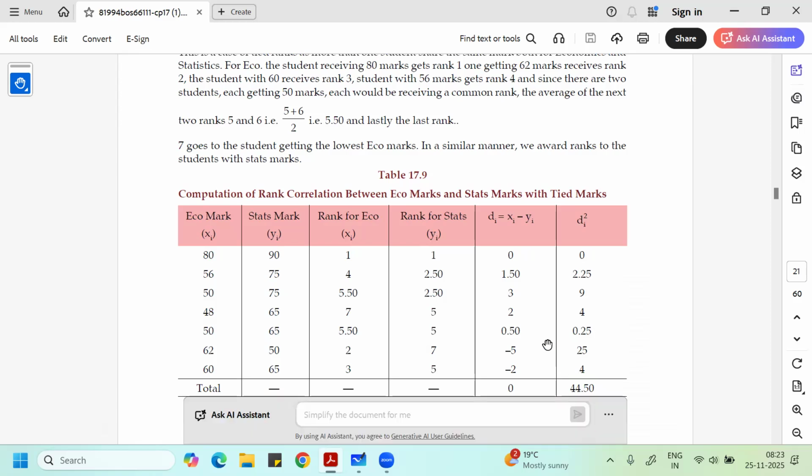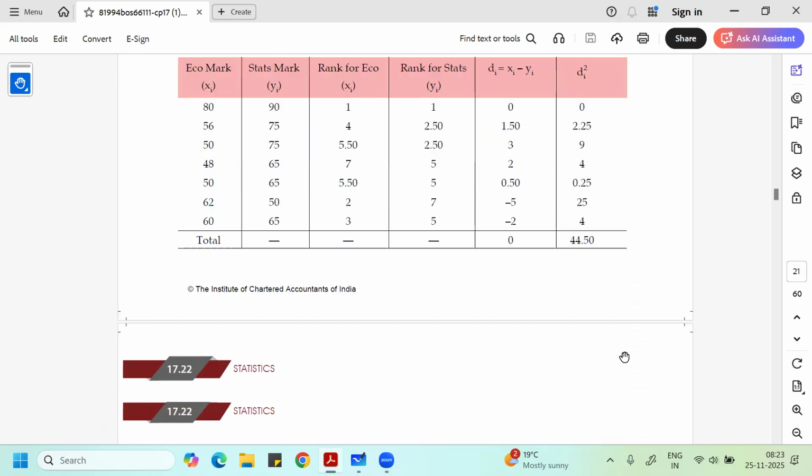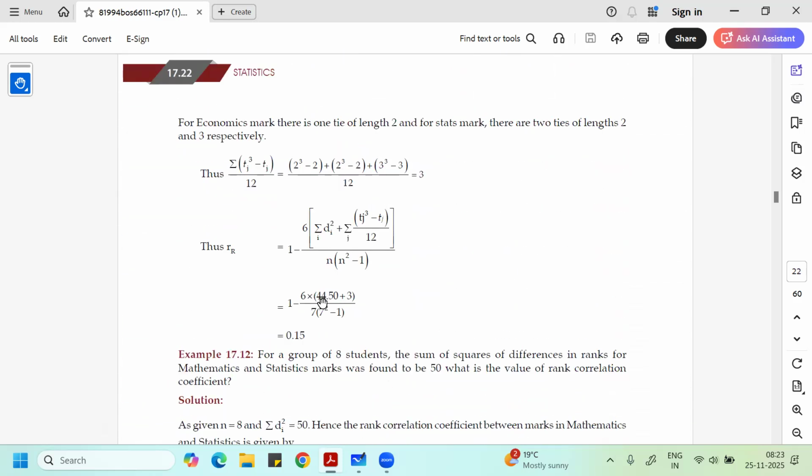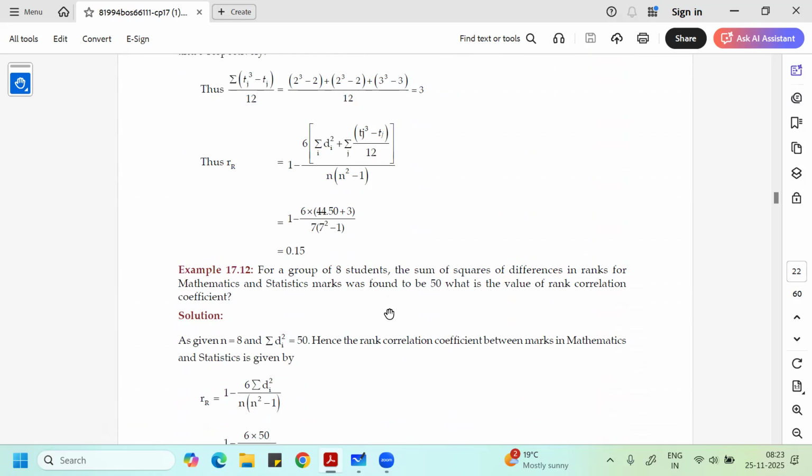So your sum of d square is 44.5, 44.5 plus 3. Okay, do that and put it into the formula. So 1 minus 6 into 44.5 plus 3 divided by n into n square minus 1, you'll get the R value. Clear, everyone?